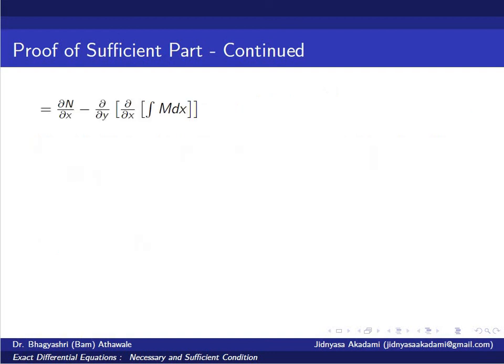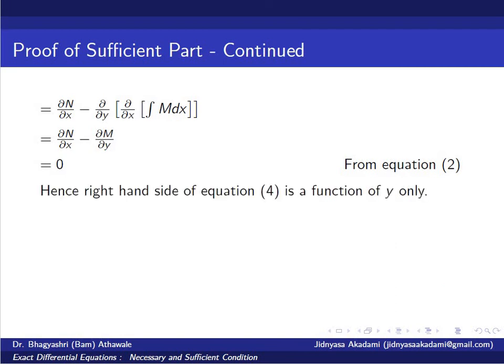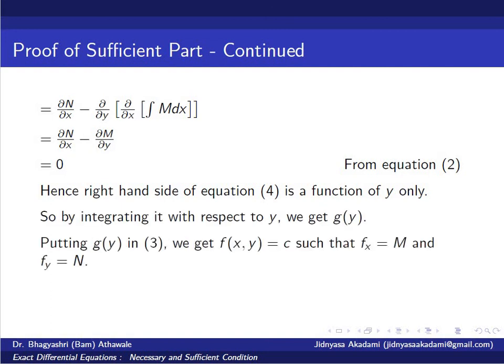So these two operations will get cancelled and it is just M. So it is ∂N/∂x minus ∂M/∂y, because this bracketed term is nothing but M. And what is this? It is 0 because our differential equation satisfies that condition, ∂M/∂y is equal to ∂N/∂x. It is 0, that means that term is independent of x, it is a function of y only. So I can calculate g'(y), then I can calculate g(y). Putting that value, I can calculate f(x,y). This is the construction of that function.